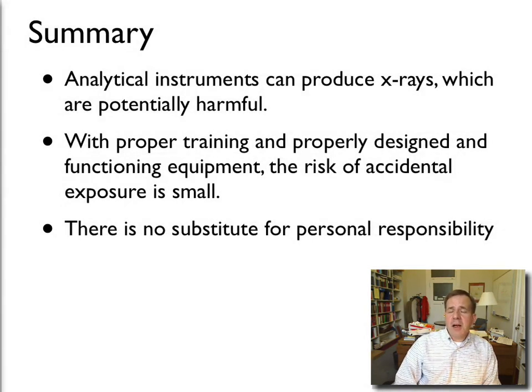So to summarize, it's important to realize that analytical instruments can produce X-rays, and in particular X-ray diffractometers produce X-rays, and they are potentially dangerous. However, with proper training and proper equipment, which we have in this department, the risk of any accidental exposure is very small. As I said earlier, as long as I've been the PI for the X-ray labs in Maryland Hall, no one has ever received any exposure greater than just general background radiation, and we intend to keep it that way.